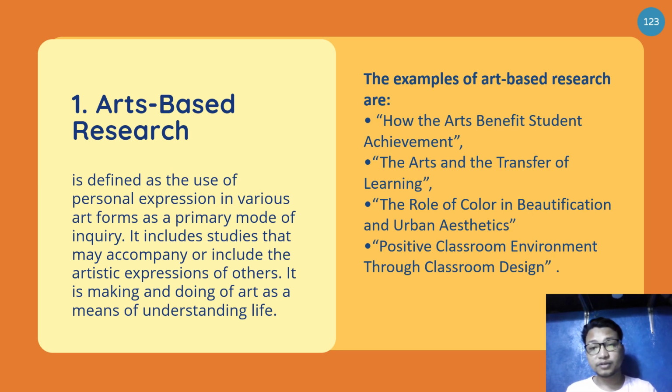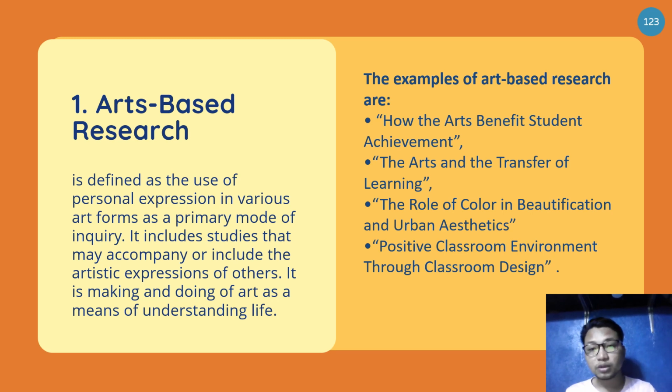So some examples of this kind of research are, as you can see on the screen, how the arts benefit student achievement. In here, your variables are art or the different forms of art and the achievement of the students. And then we also have the arts and the transfer of learning. In this case, you may use art as an assessment in order for you to know if the students have learned from the things that you are discussing.